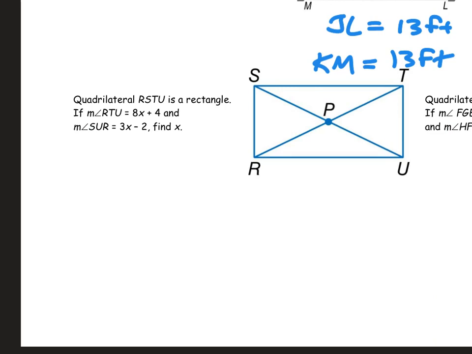Let's look at our next example here. It says quadrilateral RSTU is a rectangle. If the measure of angle RTU is equal to 8x plus 4, so I'm going to highlight that angle RTU right there, and it's telling me that that angle is 8x plus 4.